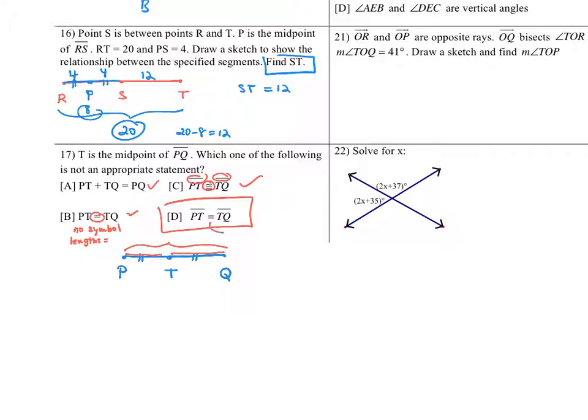There's an equal sign, so it should be comparing numbers. So it should not have that symbol above. So it's the wrong symbol to have if we have line segment symbols for notation. And again, it's a little tricky.